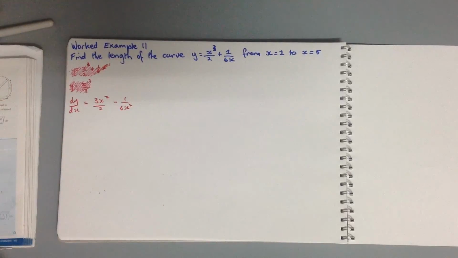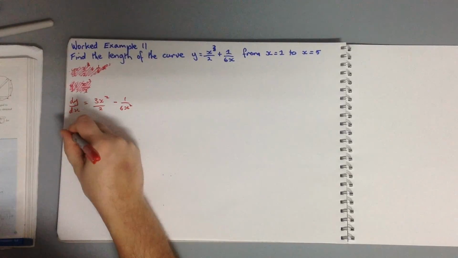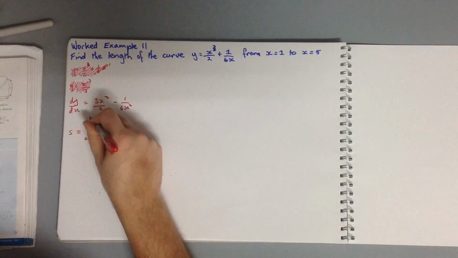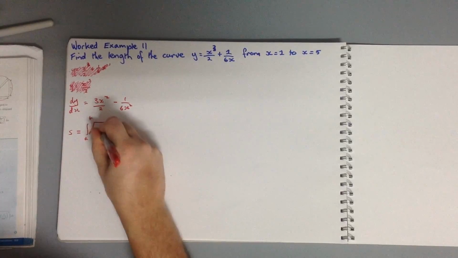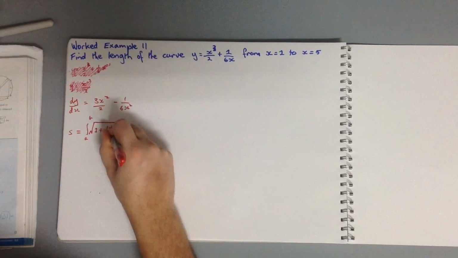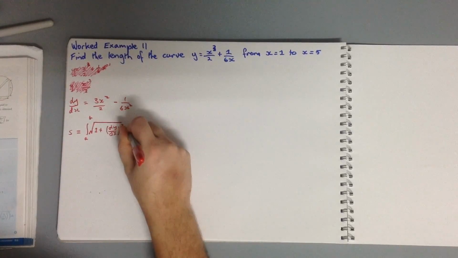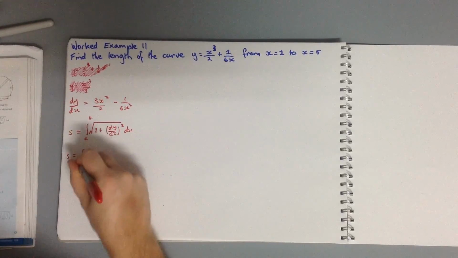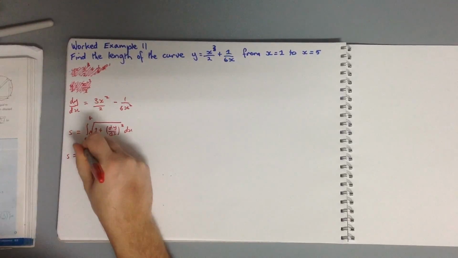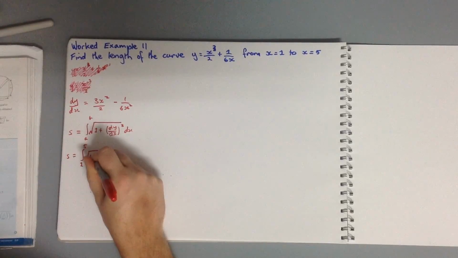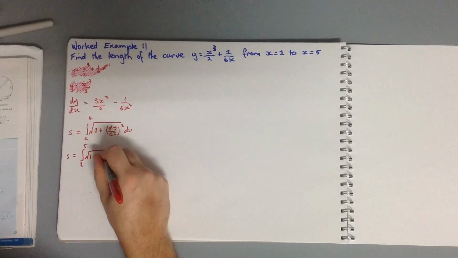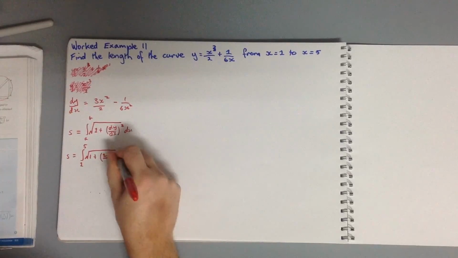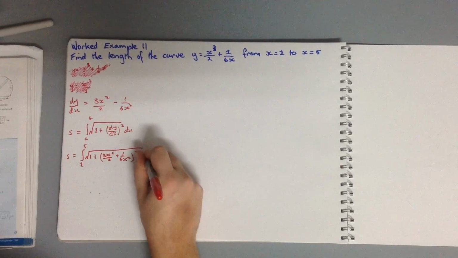Okay, so then we can use our equation. We can say s is equal to our integral from a to b of the square root of 1 plus dy dx squared dx. Okay, so that means we're going from 1 to 5 of the square root of 1 plus 3x squared on 2 minus 1 on 6x squared, all squared, dx.